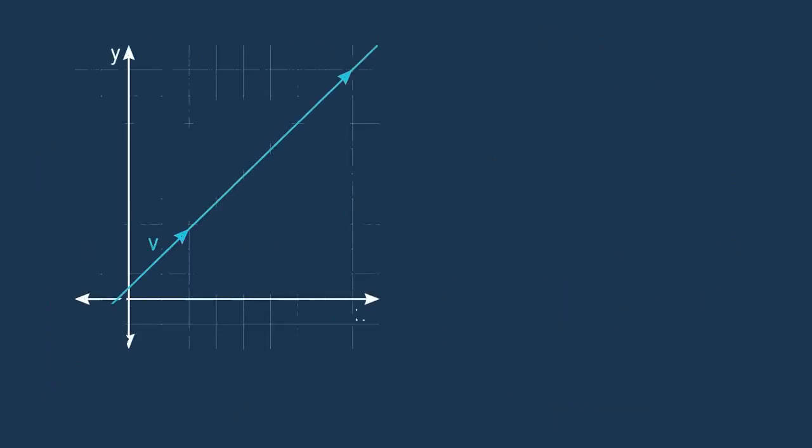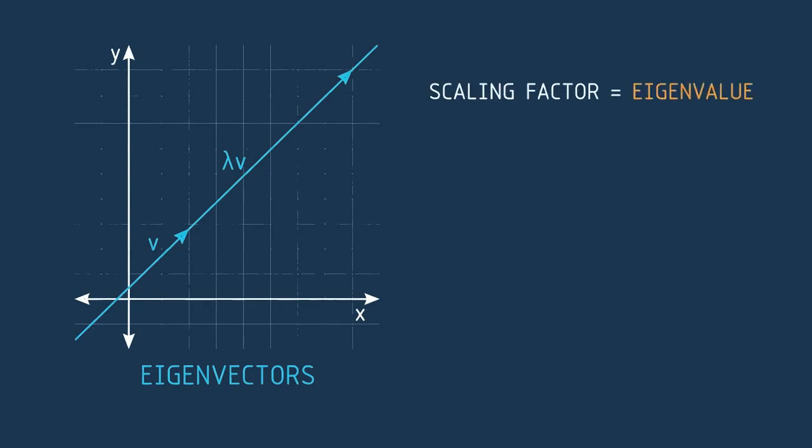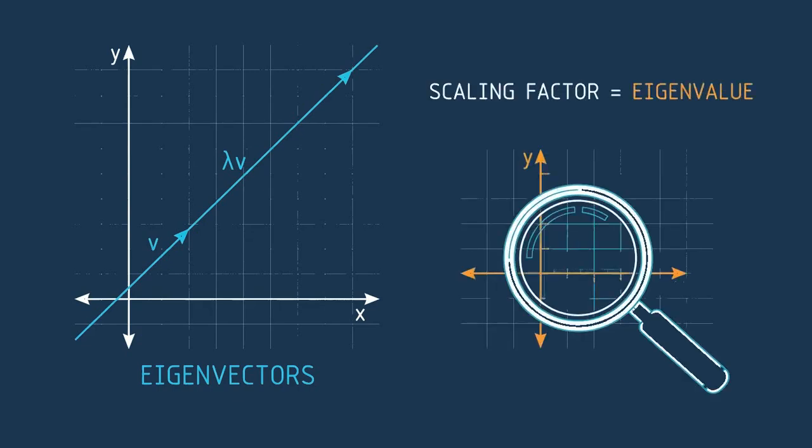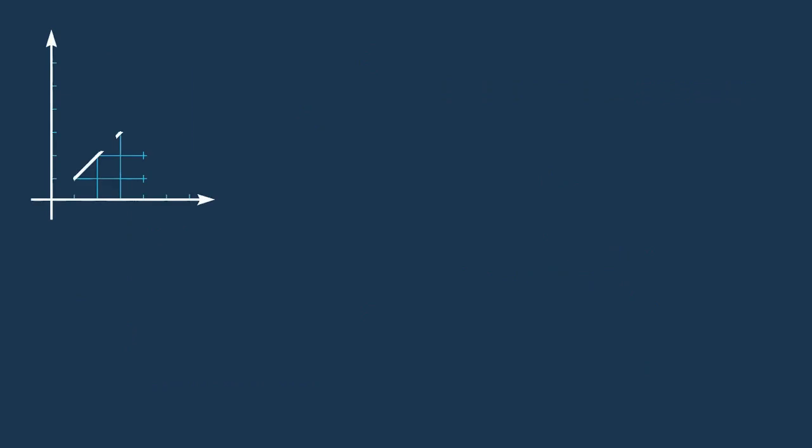Some directions behave in a special way. Eigenvectors are directions that don't turn under the transformation. They only get scaled. The scaling factor is the eigenvalue. These directions reveal the internal structure of the transformation.